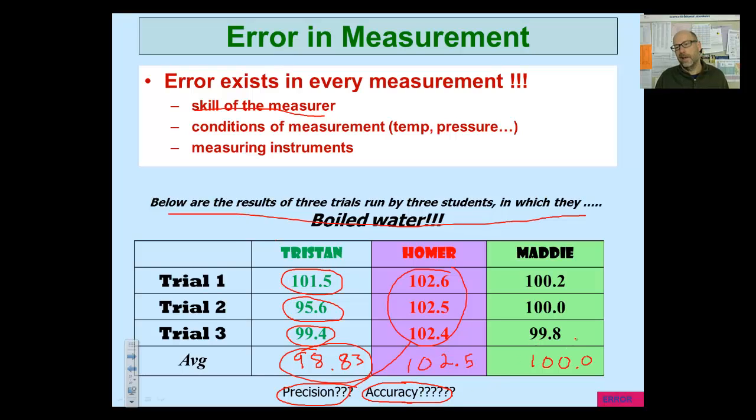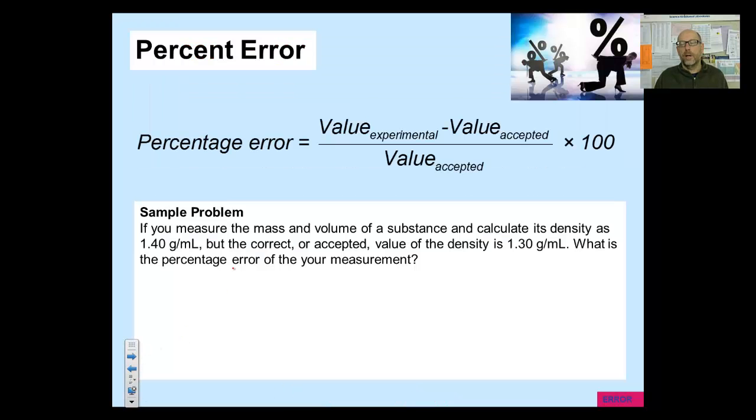Now, Maddie, on the other hand, isn't she amazing? 100.2, 100.0, 99.8. Pretty darn good precision. All the numbers are close to one another. Maybe not quite as good as Homer did for precision, but her accuracy was spot on. So you did a great job there. Okay, accuracy and precision.